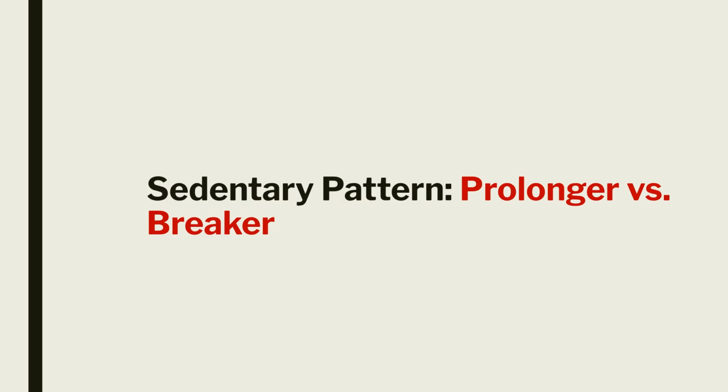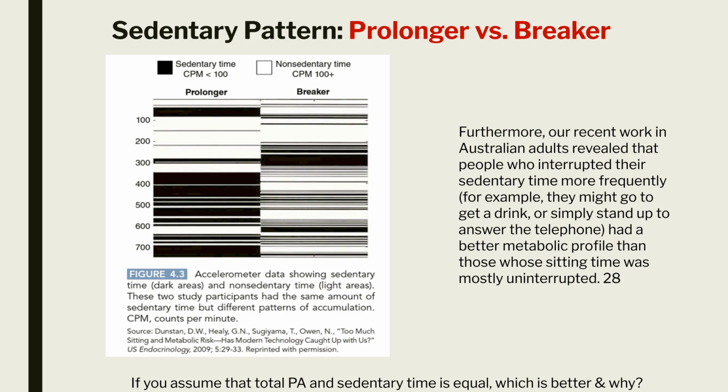Next, let's shift to another important question. How do patterns of sitting affect health outcomes? Does it matter whether sitting is continuous or frequently interrupted? Here, we can classify sedentary behavior into two patterns: prolongers and breakers. If we assume two people have the same total sitting time, breakers interrupt sitting frequently, while prolongers sit for long, uninterrupted bouts.